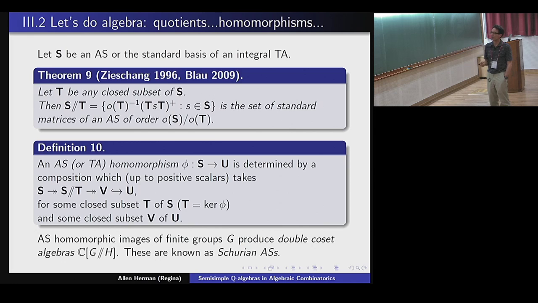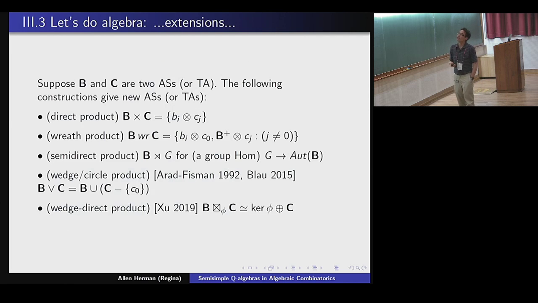Now, if you start with a group and you do its association scheme quotients, you get a certain kind of association scheme called Schurian. Okay? Back to that in a second. The other direction that people have worked on is the direction of extensions.